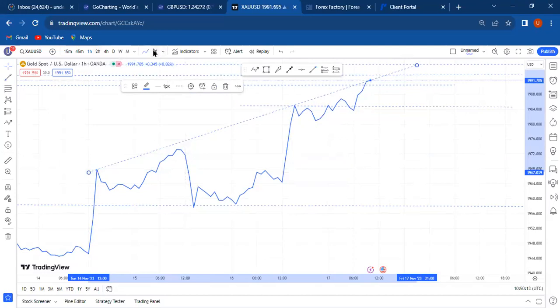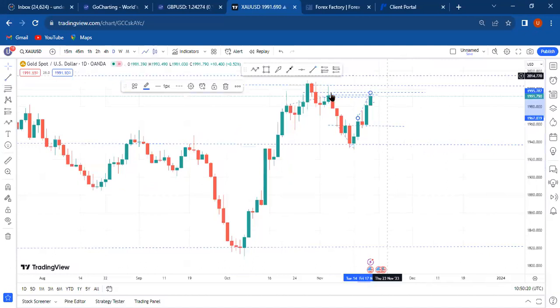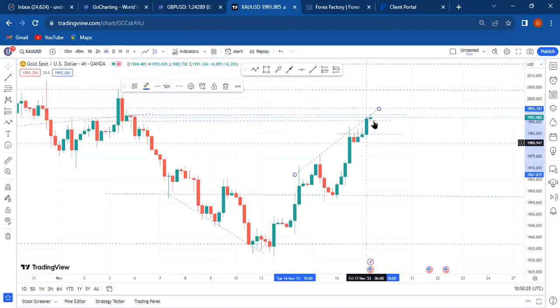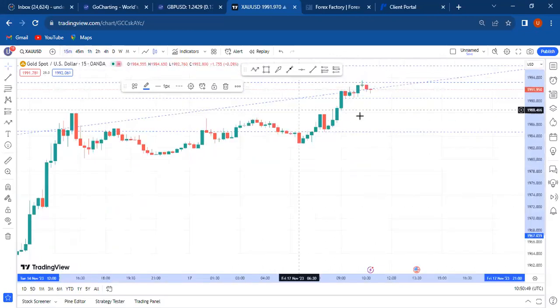Now, let me solve the puzzle. Gold is rejecting a higher time frame, a 4 hour rejection. You can see here, gold is rejecting this level on a daily time frame. And on 1 hour, what are we saying? We are saying this, right? If the current 1 hour candle on gold closes bearish, we can sell gold.